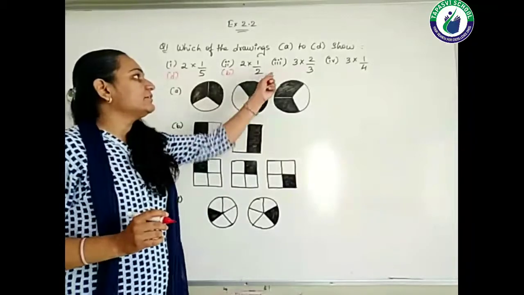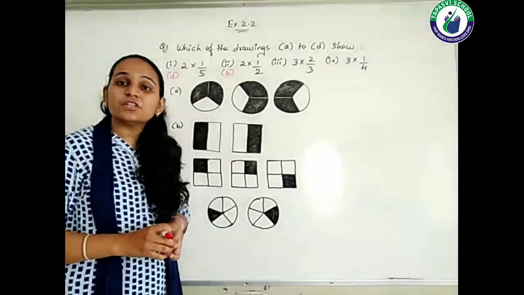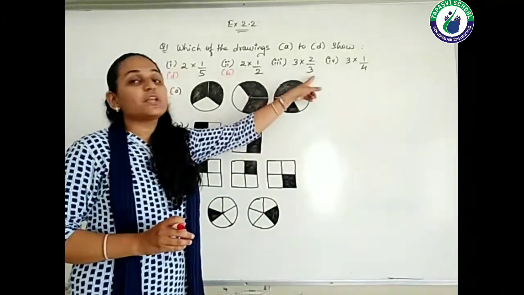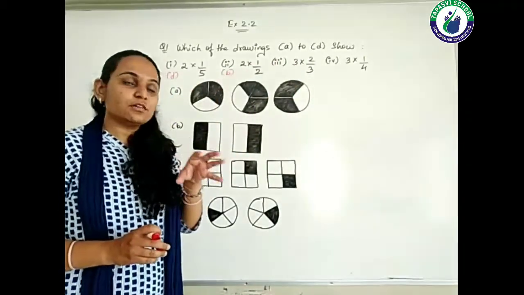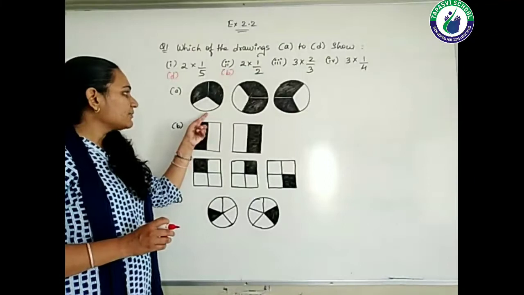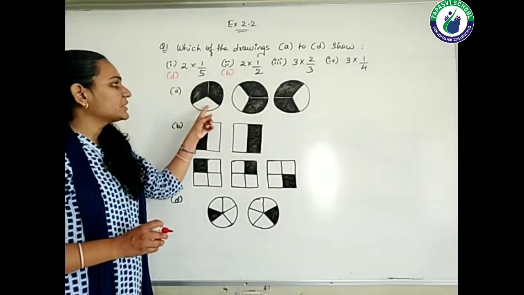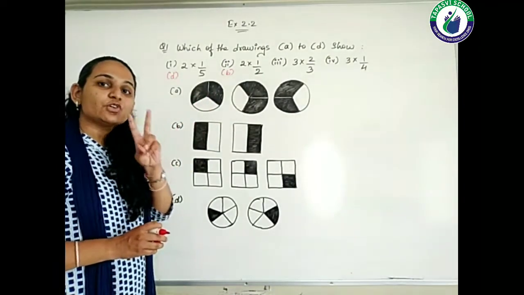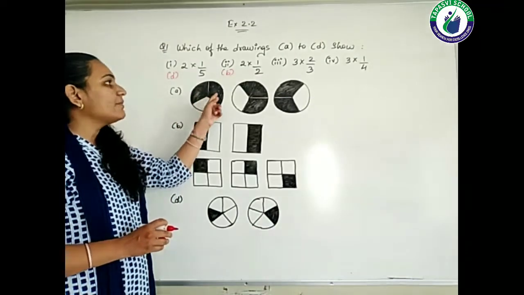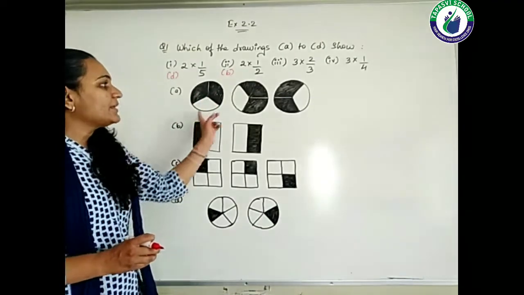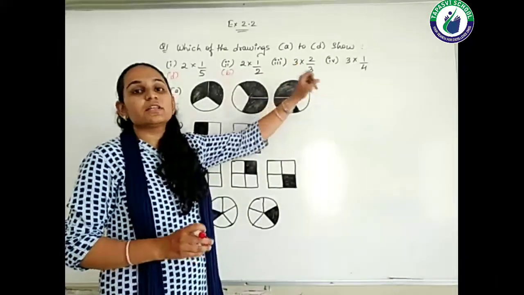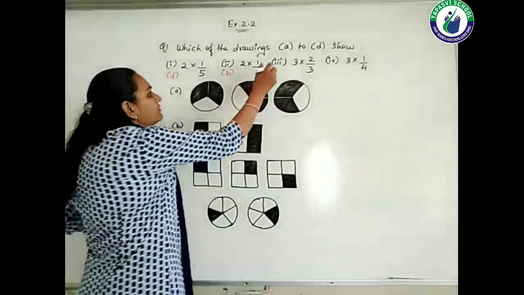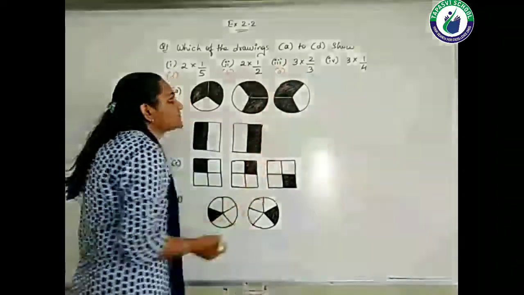Okay, now see the third one, students. 3 into 2 upon 3. First of all, see 2 upon 3, right? Wherever you find the 2 upon 3, that will be the first priority. This one, yes. See, 1, 2 and 3 parts are there, and out of 3 parts, only 2 parts are shaded. So 2 by 3. And how many such circles are there, students? 3. So 3 into 2 upon 3. So for the third one, A is the correct answer.